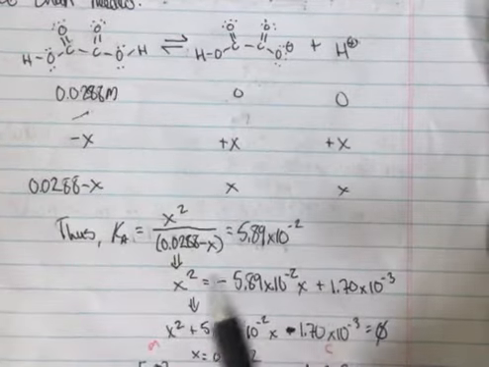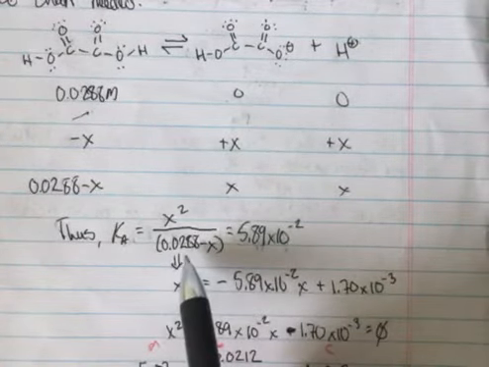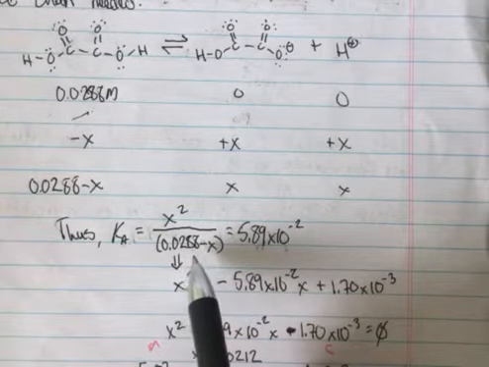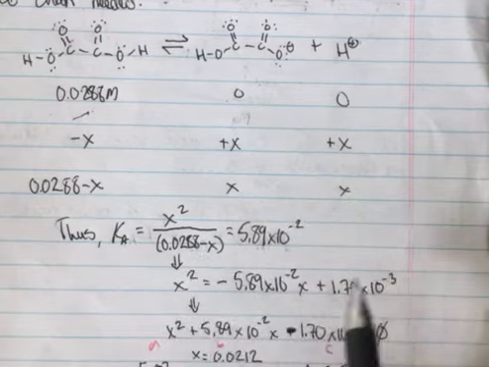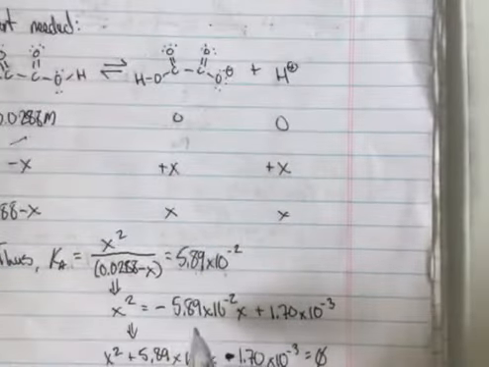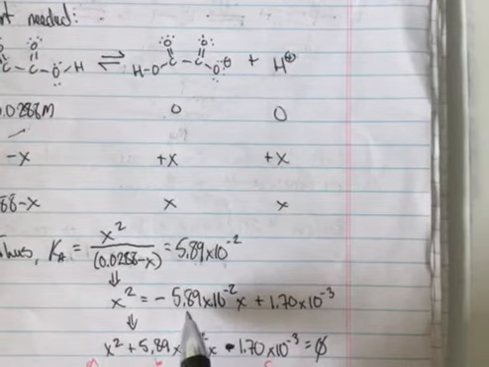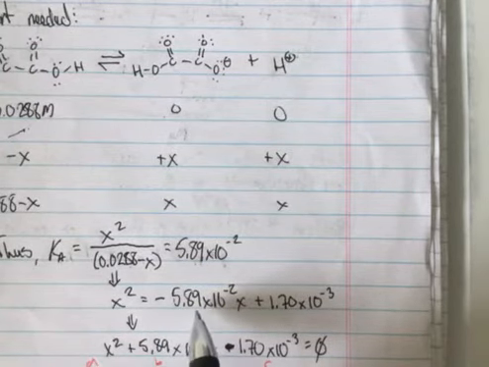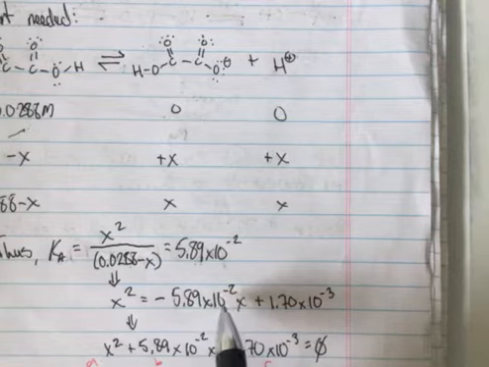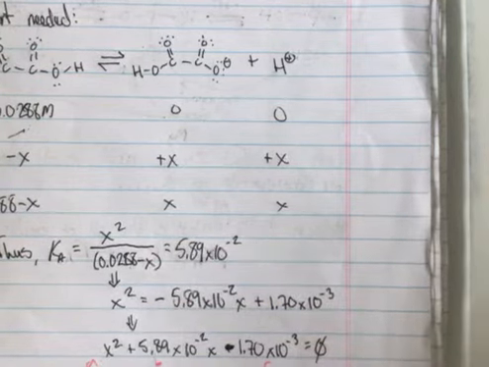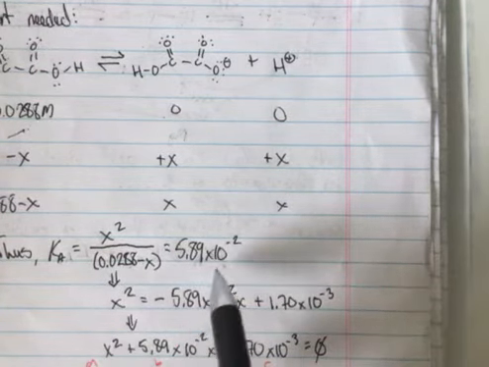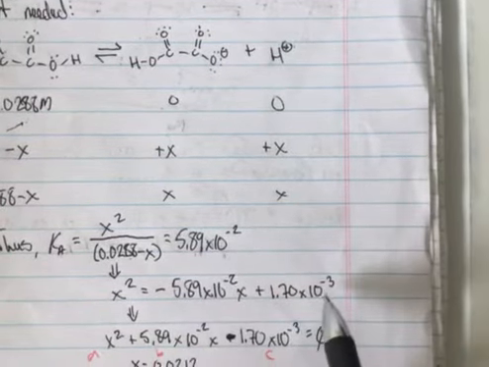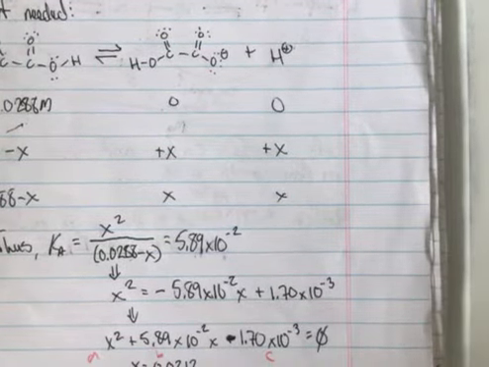Okay, so 0.0288 minus X on the bottom, on the denominator. If we multiply both sides, we're going to get this now on the right hand side. So it's going to be negative 5.89 times 10 to the minus 2 X, right? So that X factor multiplies it, and then we're going to take 0.0288 and the product of 5.89 times 10 to the minus 2 to give us our C value for our quadratic.